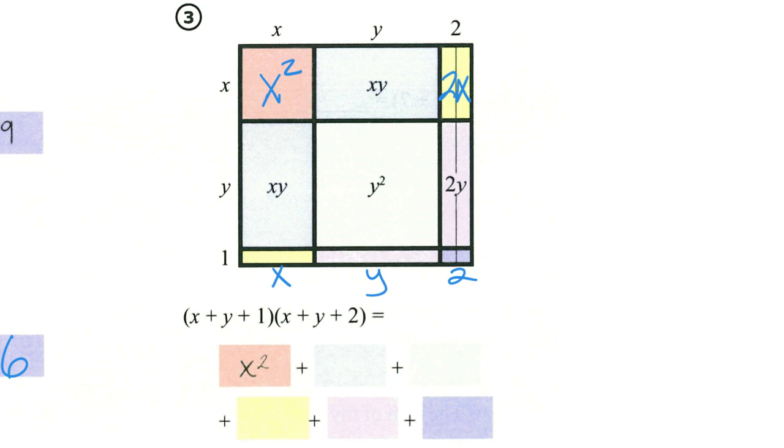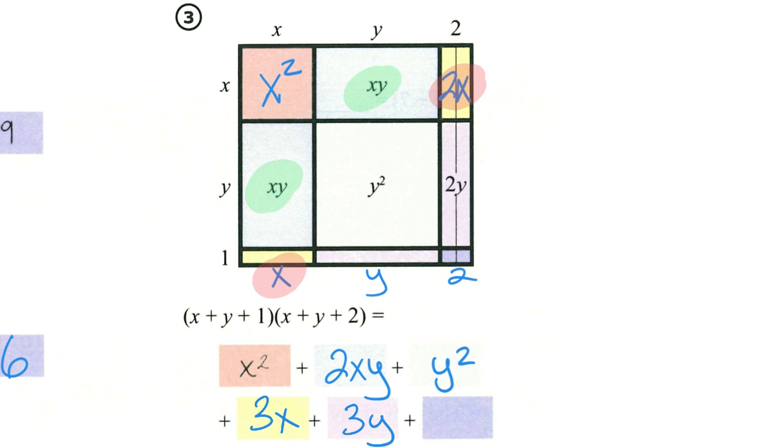So now writing out our answers here, we're looking for like terms, and I'm going to color code them. So xy and xy are like terms, so when I'm writing my answer, I have 2xy. Plus, I just have 1y squared, but I have some more like terms here with 2x and x. That's going to be a total of 3x. And then I have a total of 3y. Again, there is 2y and 1y. And then I have 2 at the end. So this is the final answer.